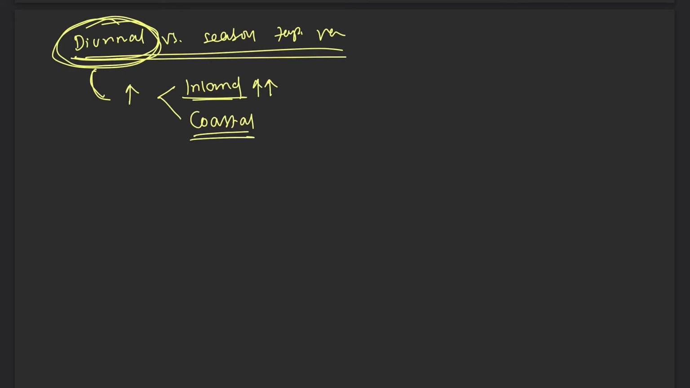Why? Due to the difference in specific heat between water bodies and the land surface, and due to normalization of temperature in daytime and nighttime due to movement of wind, right? So in the coastal area you can find normalization of temperature. So diurnal temperature variation will be less in the coastal area.